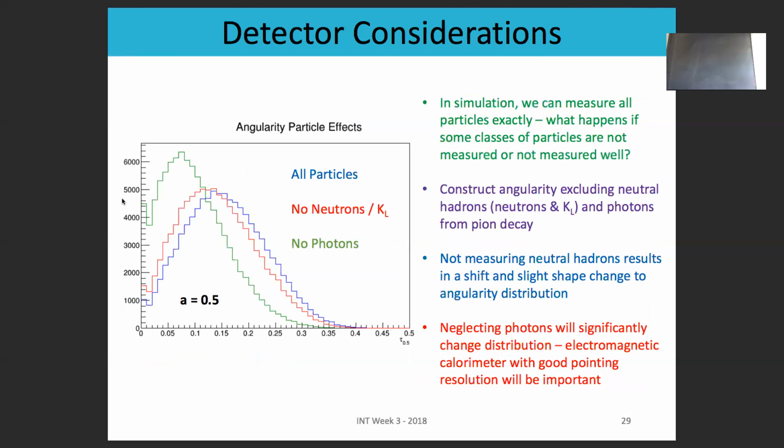This is just quickly about the detector. When we're measuring angularities, we want a very good EM-cal, with good spatial resolution. If I don't detect my photons, I move from this blue curve to this green curve. So, good detector.